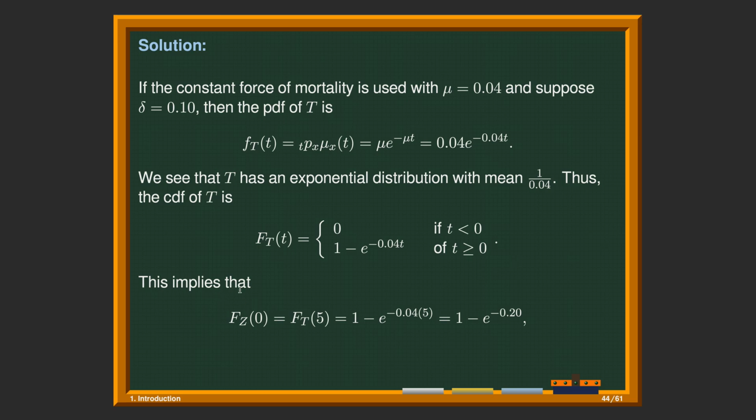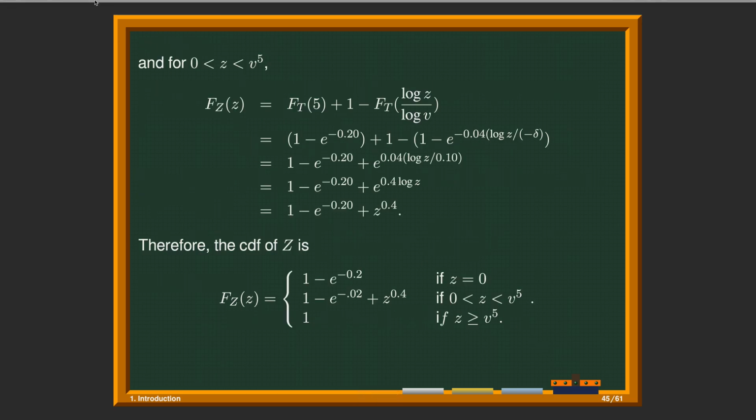And so this implies now that the CDF of z evaluated at 0 is the same as the CDF of t evaluated at 5. So it's 1 minus e to the negative 0.2. Okay? And then if z is between 0 and v to the 5th, then the CDF, from the formula earlier, is the CDF of t evaluated at m, which is 5, plus 1 minus the CDF of t evaluated at log of z all over log of v.